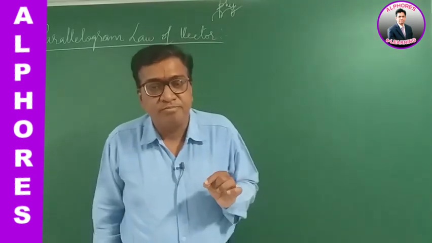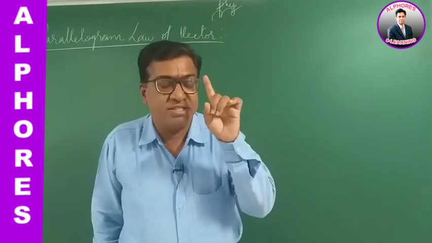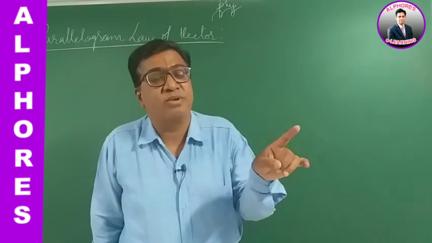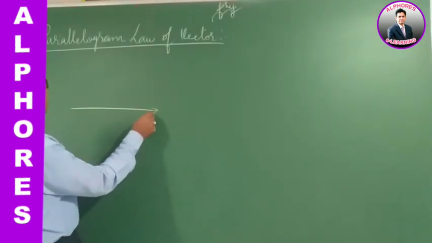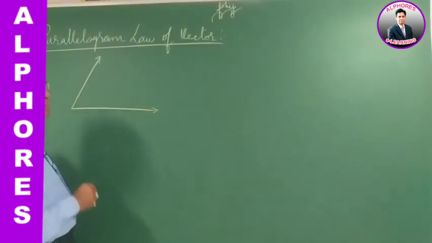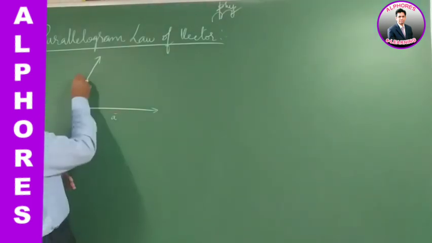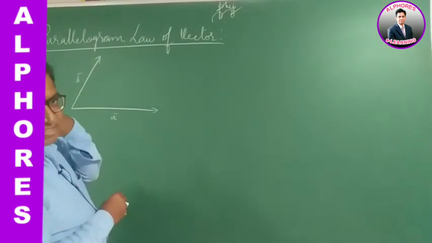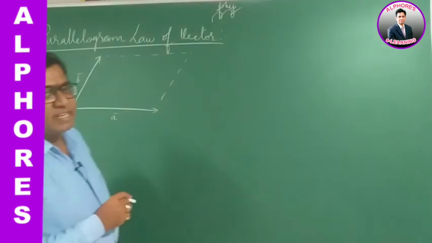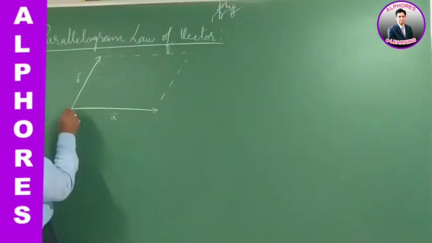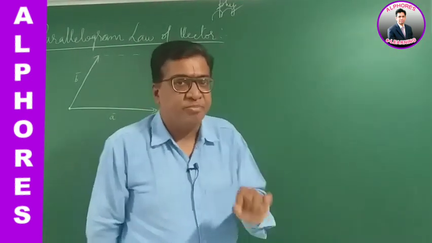I was telling you, if two similar vectors, belonging to the same physical quantity with the same unit, are represented as two adjacent sides of a parallelogram, A bar and B bar, like this, let me complete this parallelogram. If two similar vectors are represented as two adjacent sides of a parallelogram, starting from the same point, they are co-initial vectors. They must start from the same point, right?